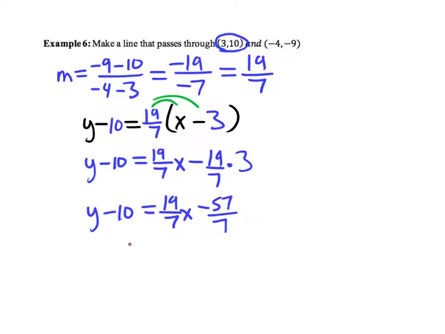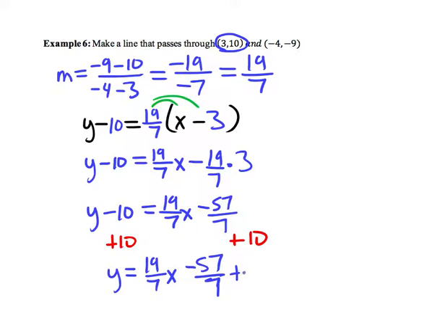Alright, and the last step is to add 10 to the other side. So let's do that, and we'll finish. So 19/7 x, we've still got our 57/7, there we go, 57/7 plus 10.